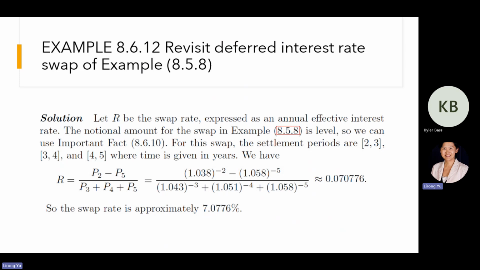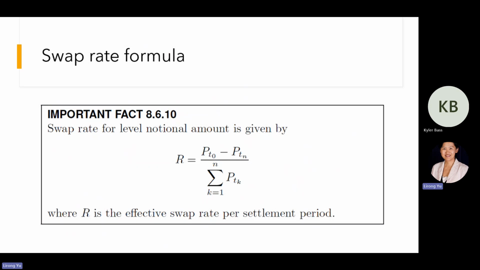All right. Another example is revisiting example 8, where you have a deferred payment. If you defer 2 periods, that means you are paying at times 3, 4, and 5. So your denominator needs P3, P4, and P5, and your numerator is 1 period before P3, that's P2, minus P5. That follows the formula we had. That's the formula we're going to follow for the swap rate calculation.